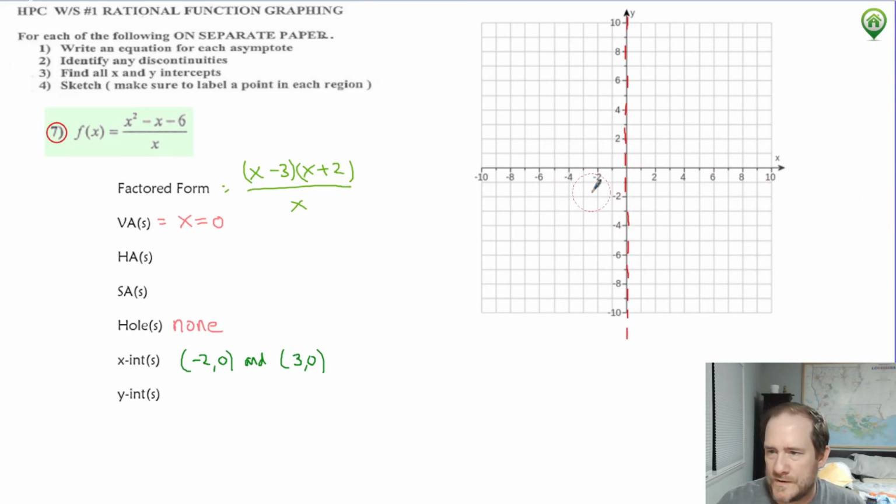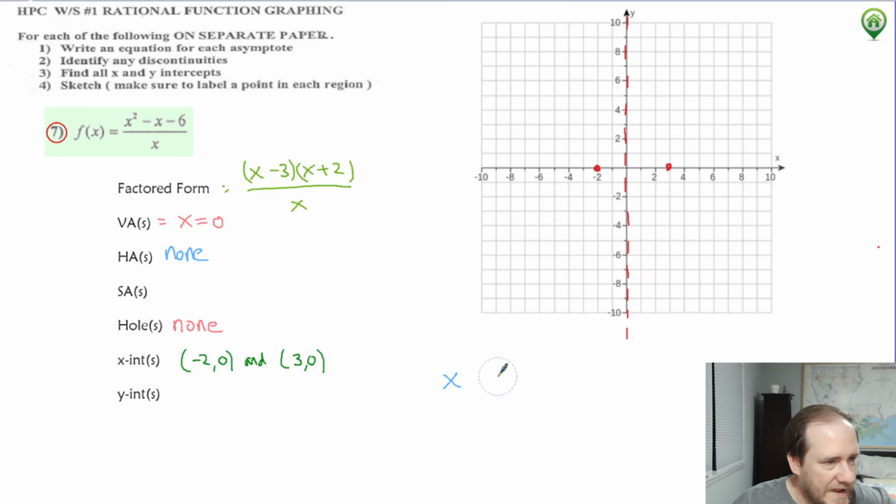I've got points at -2, 0, and 3, 0. Okay, I can live with that. So what about a horizontal asymptote? Well, I don't have one because the numerator has the greater degree. But it does look like I'm going to have a slant asymptote. So that means we got to do our polynomial long division. I'll try to do it in this space here.